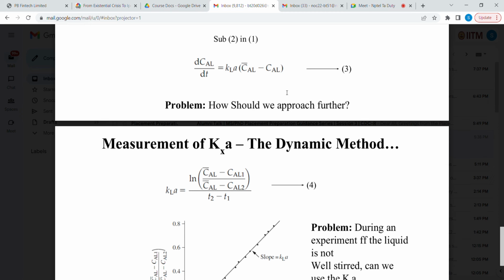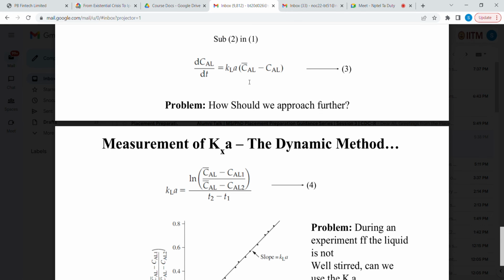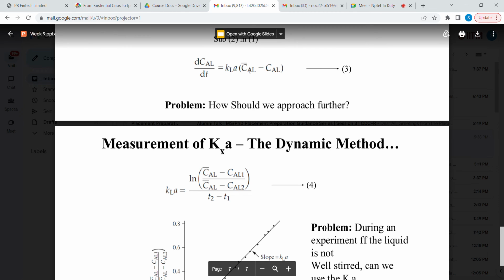So see, when we say dCAL by (CAL dash minus CAL) equal to KLA into dt, then put the integration sign, we have to bring this KLA out, right? For that, KLA has to be constant. Or in other words, the critical assumption here is that we need to assume that KLA does not change with time. It is not necessary that KLA should not change with time. And there is a question about that for you to think about.